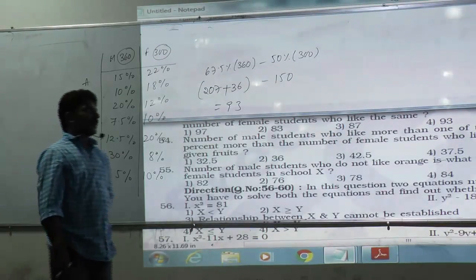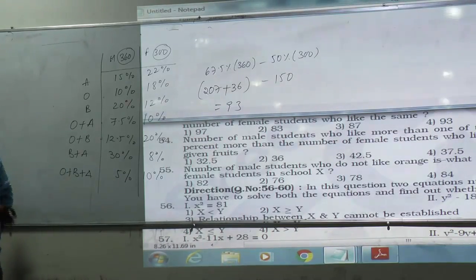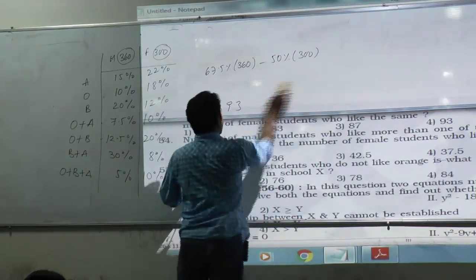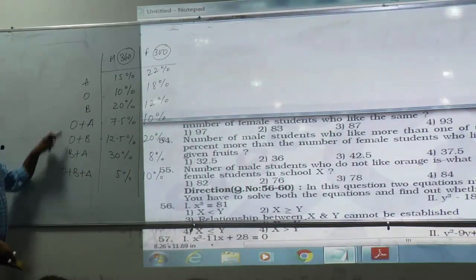Number of male students who like more than one of the given fruits is what percent more than the number of female who like more than one of the given fruits. More than one means 2 or more. Last 4.